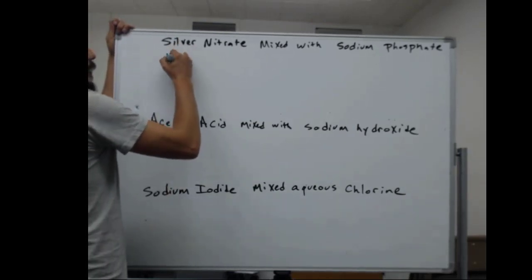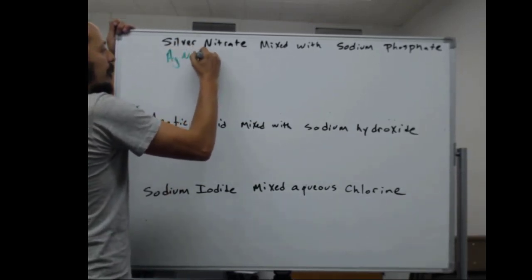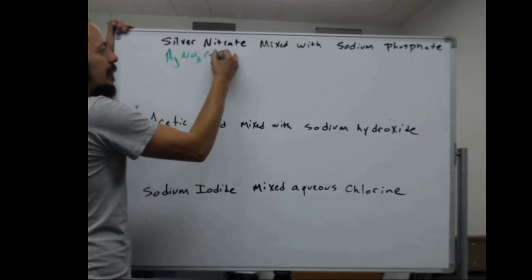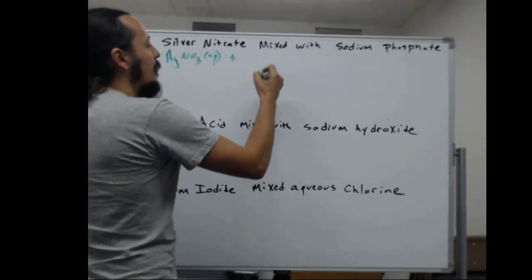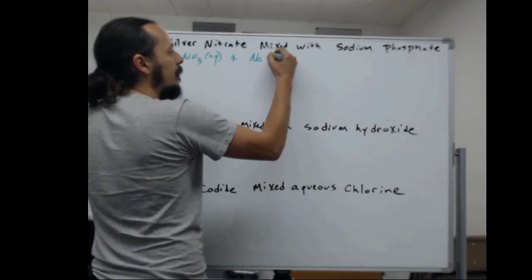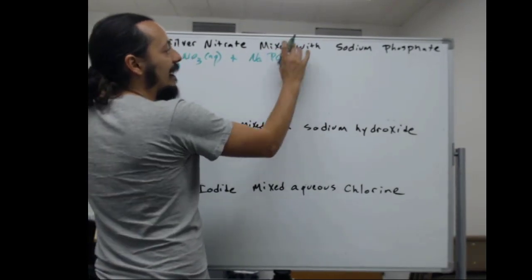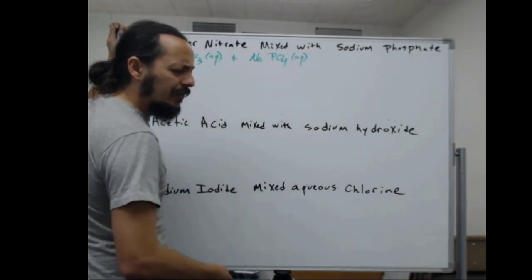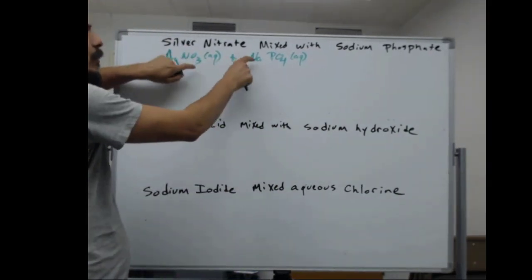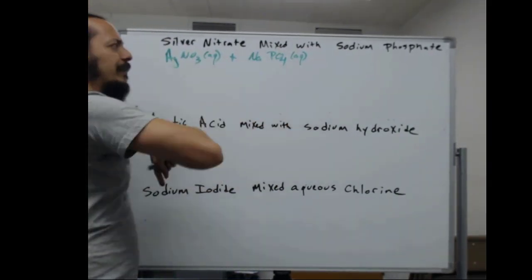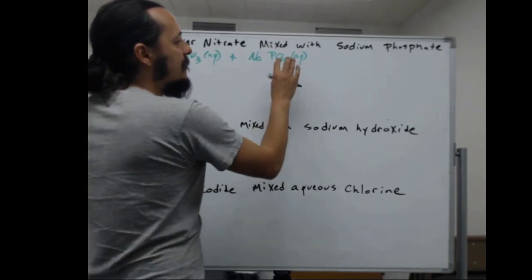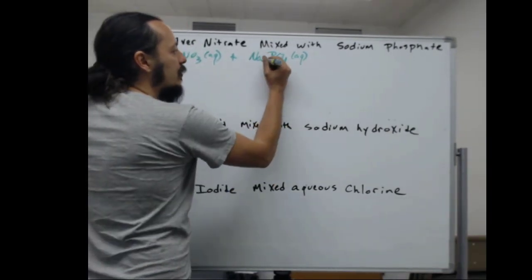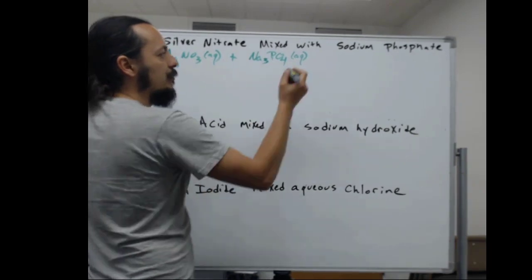We've got silver nitrate. It's a nitrate, so we know it's going to be aqueous. We're going to mix that with sodium phosphate. It's a sodium compound, so we know that's going to be aqueous. We don't even need to check our solubility rules. If we remember those two, sodiums are always soluble, nitrates are always soluble. It'll save us time. Phosphate has a -3 charge, so we're going to need 3 sodiums to charge balance that.